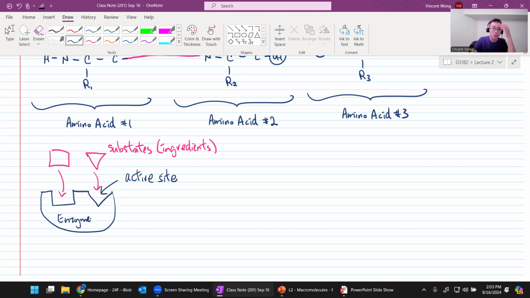Because if you heat up the enzyme too much and the pocket changes shape to like a circle, then it won't work anymore. It's not going to fit the ingredients. So what happens is these things go in, and then afterwards, the enzyme is going to do the reaction. It's going to connect them together, and you have your product. That's essentially what it does.